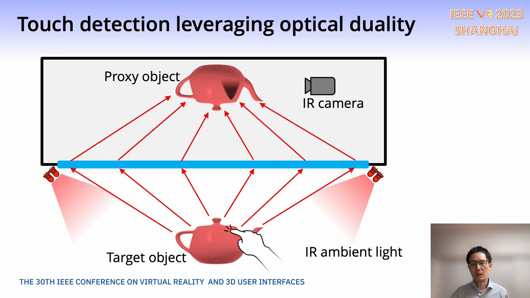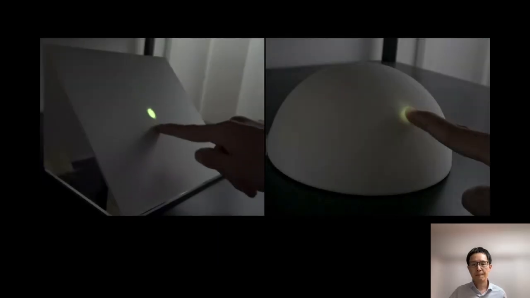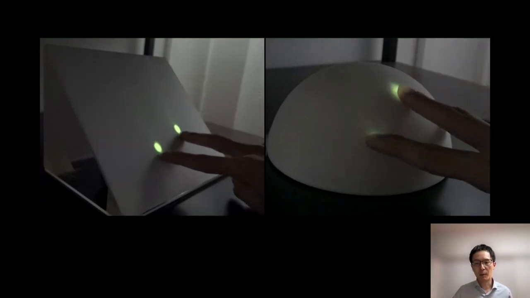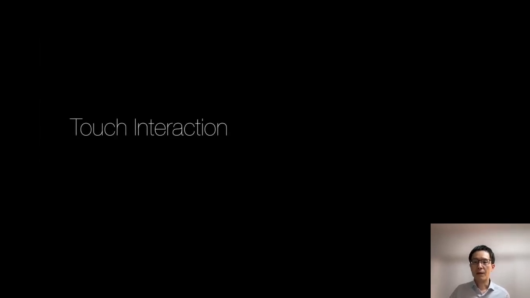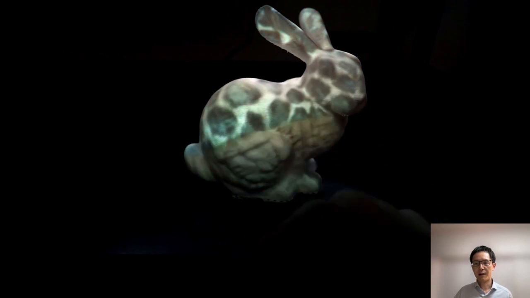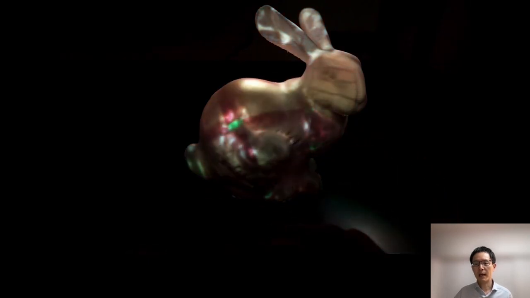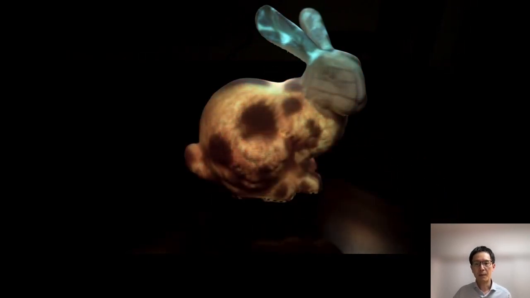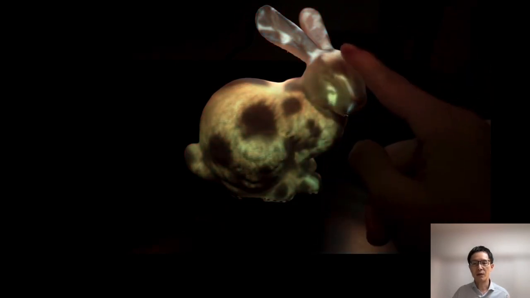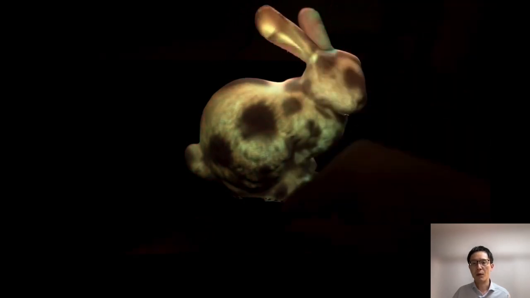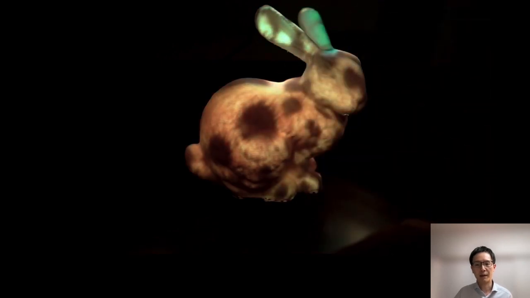We illuminate the target object using IR ambient light and place an IR camera observing the proxy object for the touch detection. As we can see in this movie, the touch position can be estimated in the proposed system. Although the estimation accuracy is not as high as that of recent commercially available touch panels, the proposed method can still support a wide range of user interactions. For example, the surface of a target object is divided into several small areas, and the user specifies a segmented area that they want to change its color or texture by the touch action.